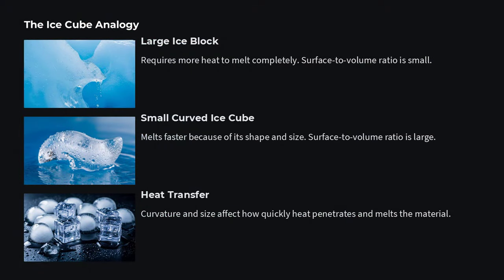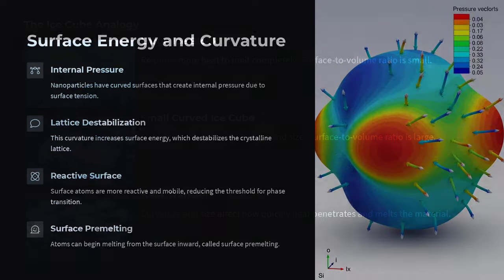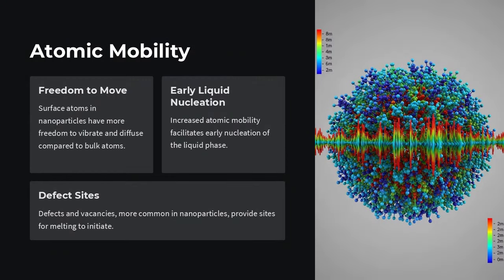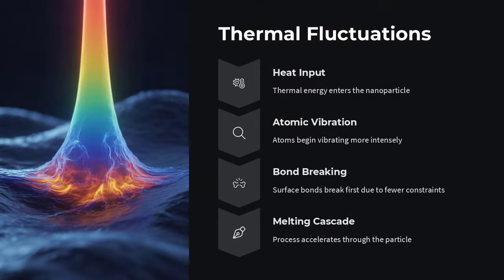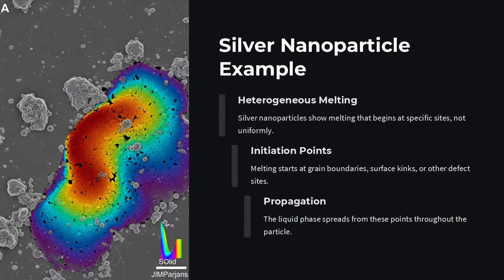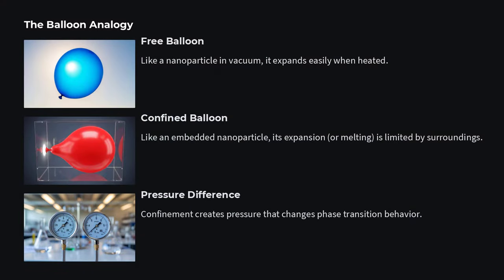Question: just how much smaller does a particle need to be before its melting point drops significantly? If you take gold particles down to a 5 nm diameter, about 20 atoms across, the melting point can fall to around 600 °C. Shrink them further to 2 nm, and they might liquefy near 300 °C. That's a depression of hundreds of degrees, all because surface to volume ratio climbs steeply as size shrinks.